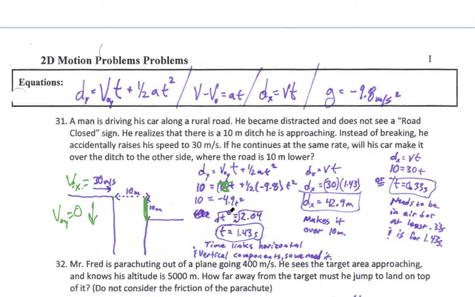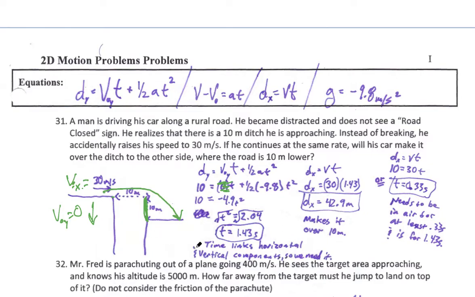We don't want t squared, we want t, so we square root it to get rid of the squared, and I come out with a time of 1.43 seconds. So that means that it's going to take him 1.43 seconds to travel both the horizontal way and the vertical way. So 1.43 seconds is his total time to travel.